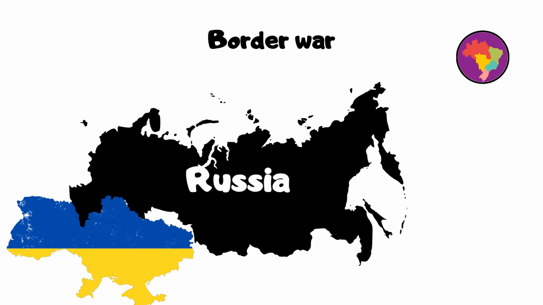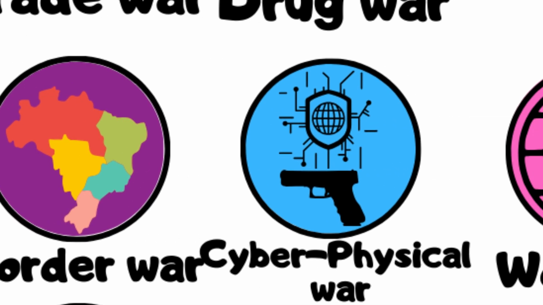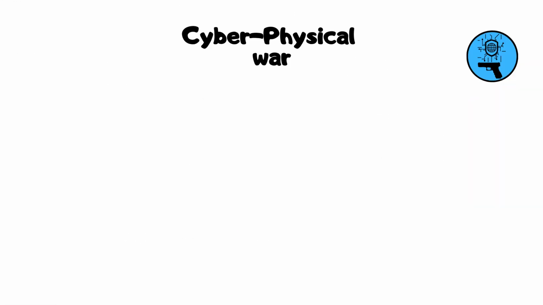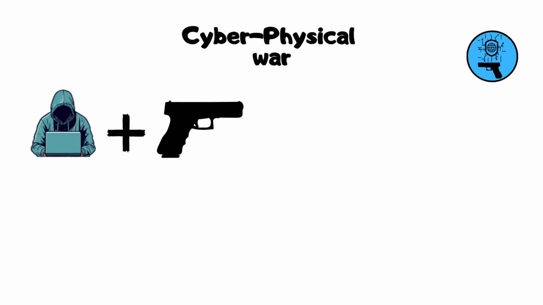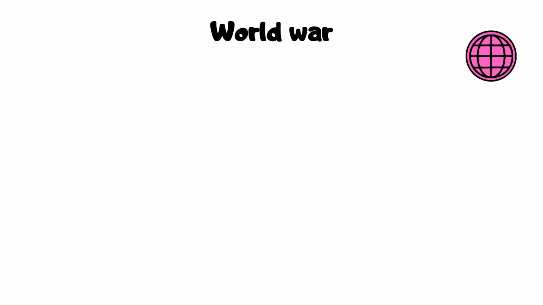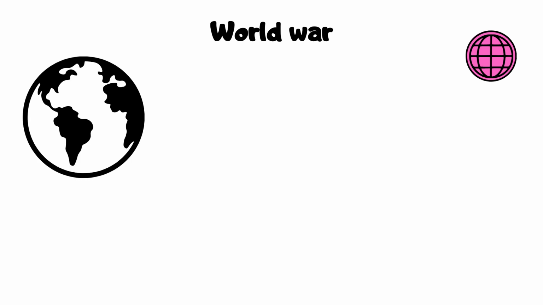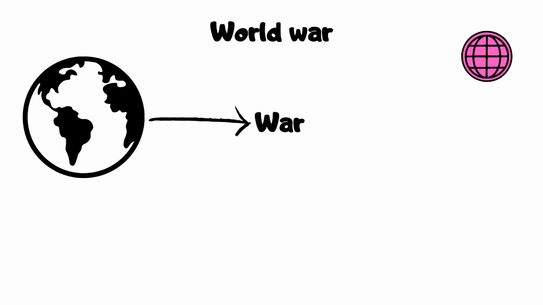Border war. A conflict between neighboring countries over territorial disputes or border violations. Cyber-physical war. A theoretical type of conflict where cyber attacks are combined with physical attacks on infrastructure, such as power grids, transportation systems, or critical facilities. World war. A world war is a war where almost every country of the world participates.